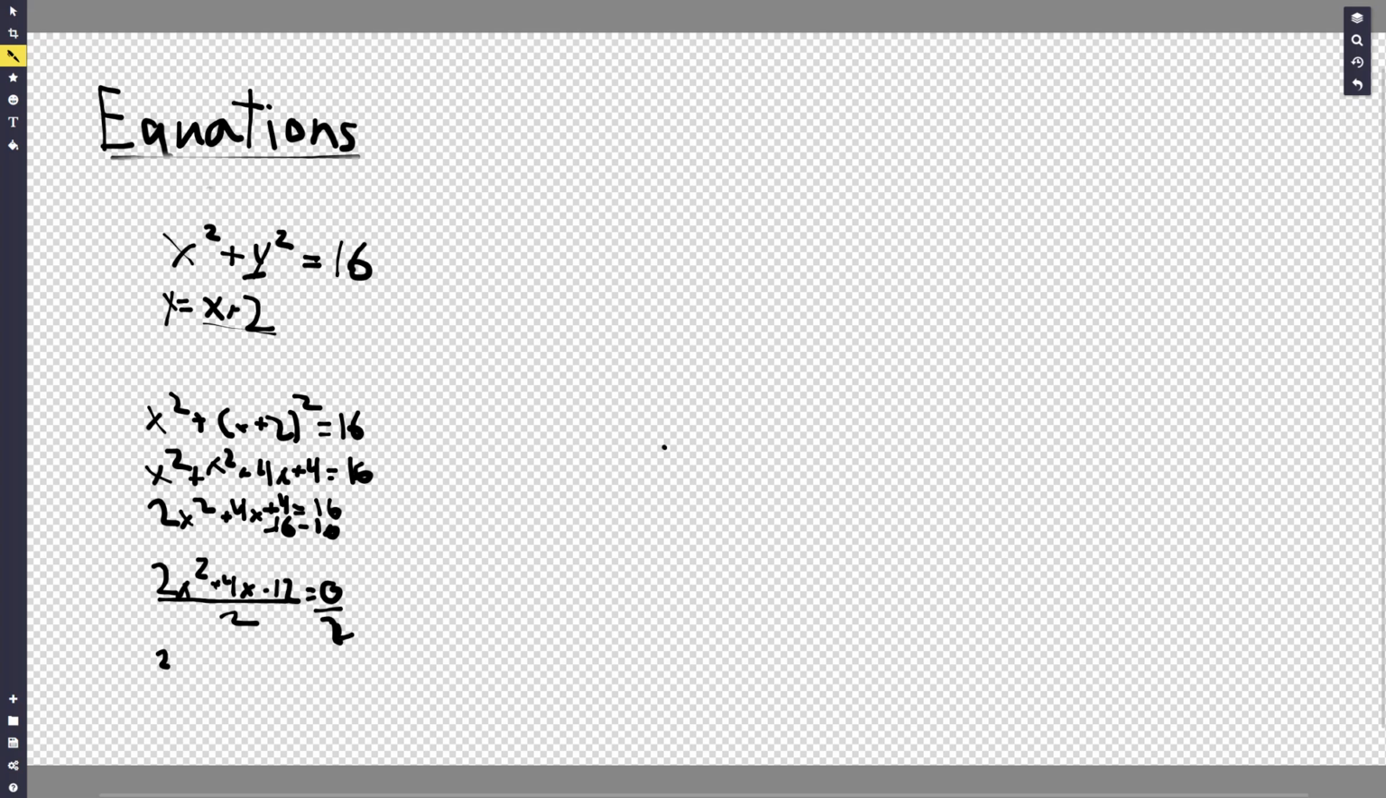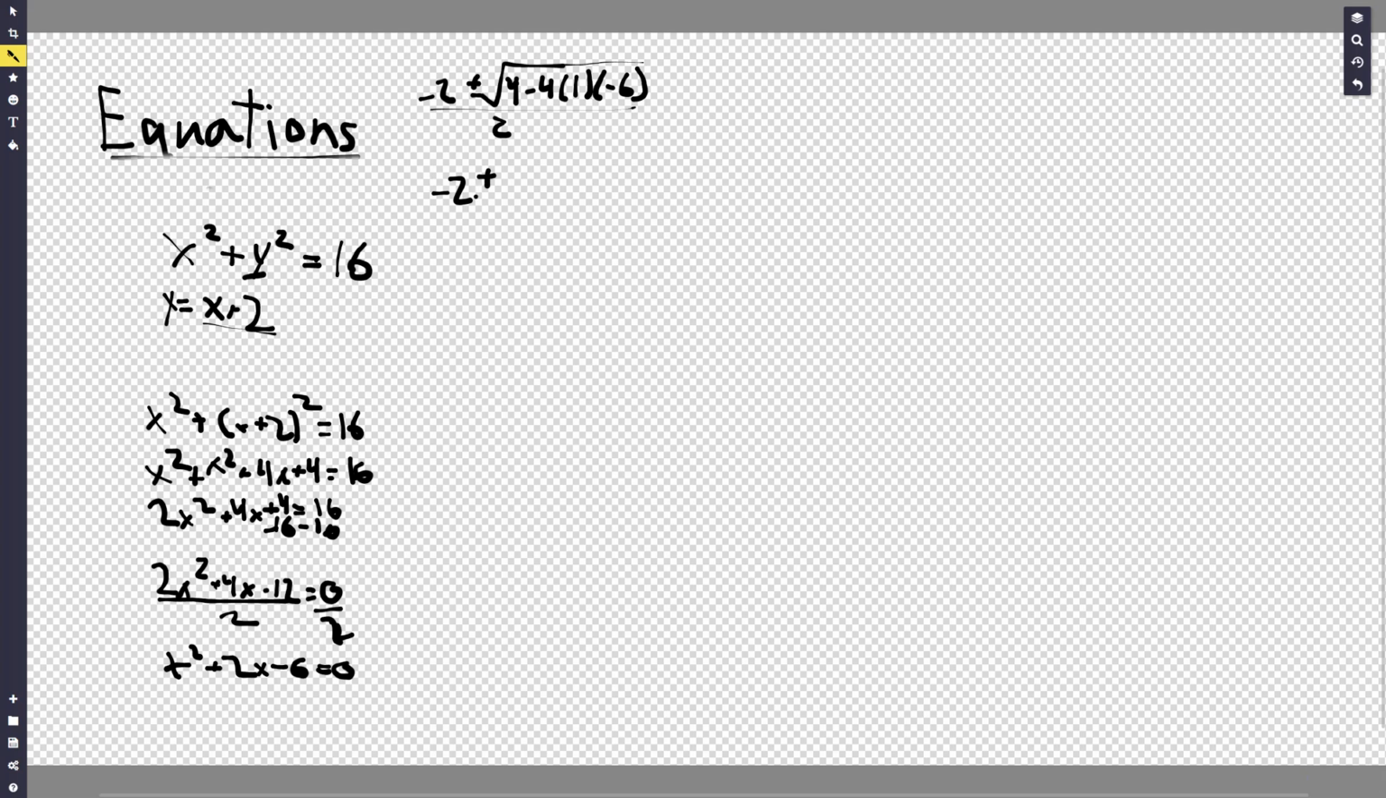And so we're left with not 2x squared, but x squared plus 2x minus 6 is equal to 0. And so now, because this doesn't factor, we can plug this into the quadratic formula, which is negative b, so negative 2, plus or minus the square root of b squared, so that's 4, minus 4 times a, which is 1, times c, which is negative 6, and divided by 2 times a, which is 1, so just 2.